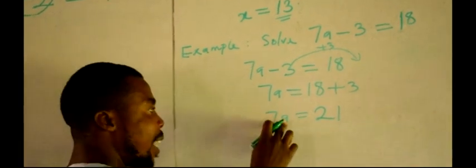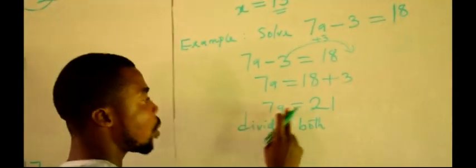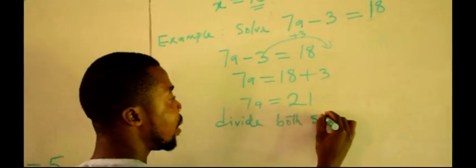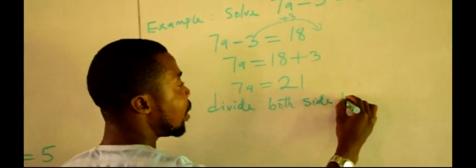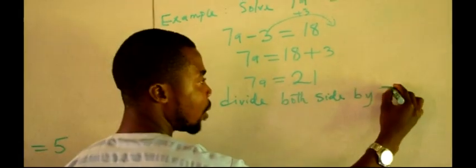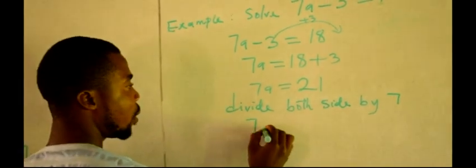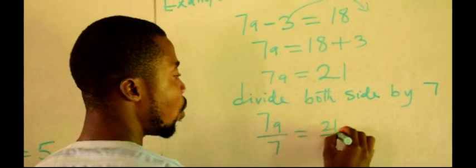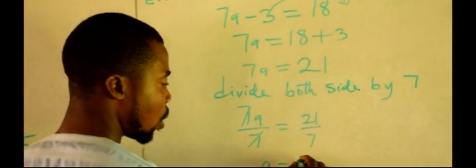To get your a, you will divide both sides by the number behind a, which is 7. 7a over 7 is equal to 21 over 7. a equals 3.